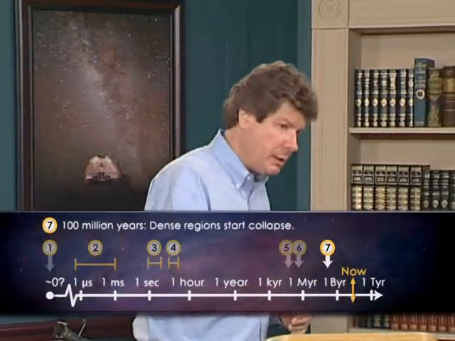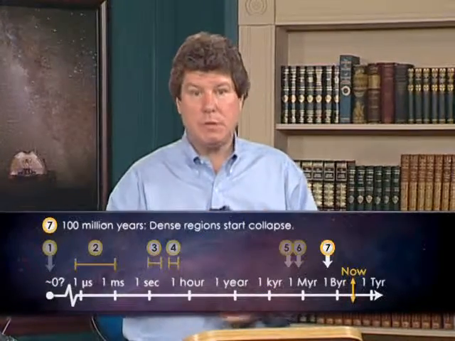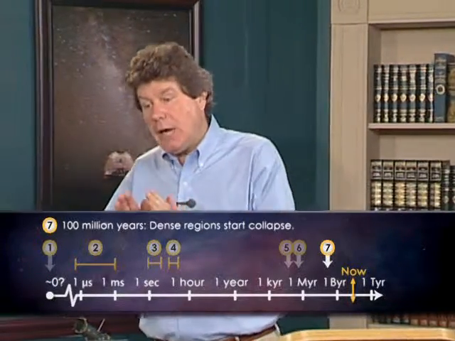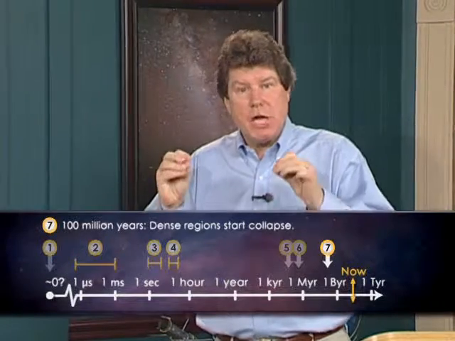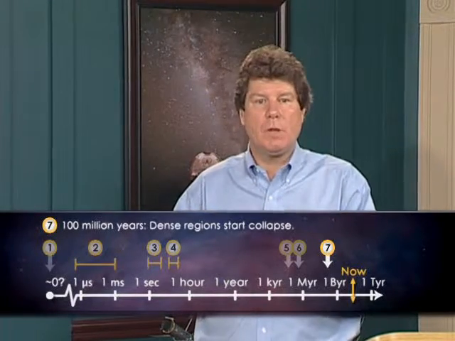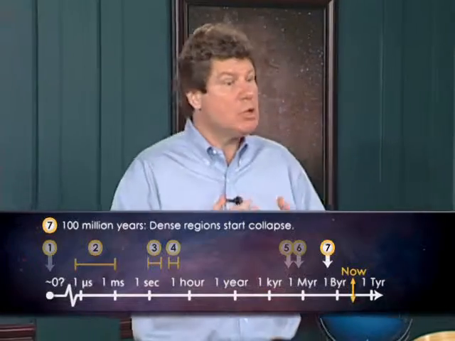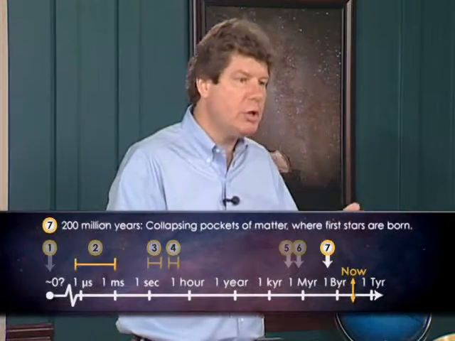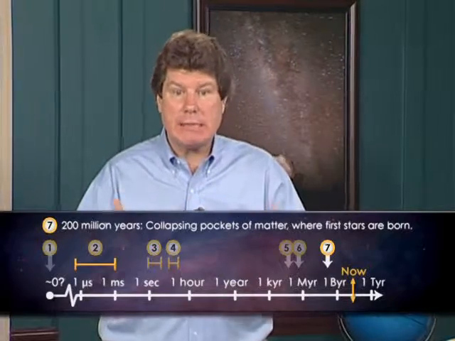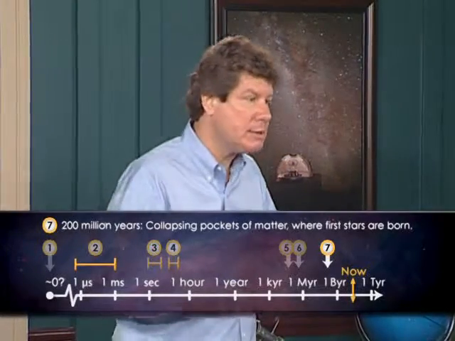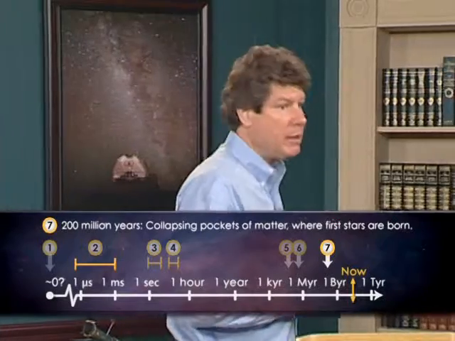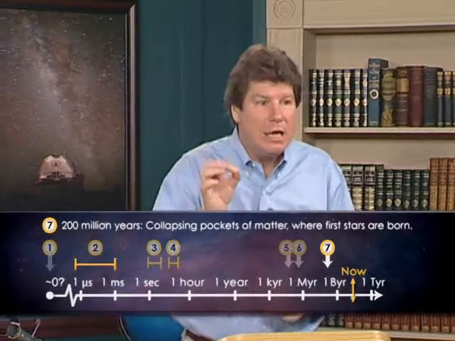After about 100 million years, stage 7 on our sequence, these denser regions finally halt their expansion, turn around and begin to collapse inwards. Once the collapse gets going, it proceeds quite rapidly, and by about 200 million years, sprinkled across the entire universe are collapsing pockets of dark matter and atomic matter. And it's in the centers of these that the universe's first stars are born. These first stars are huge by today's standards, and they shine like beacons.